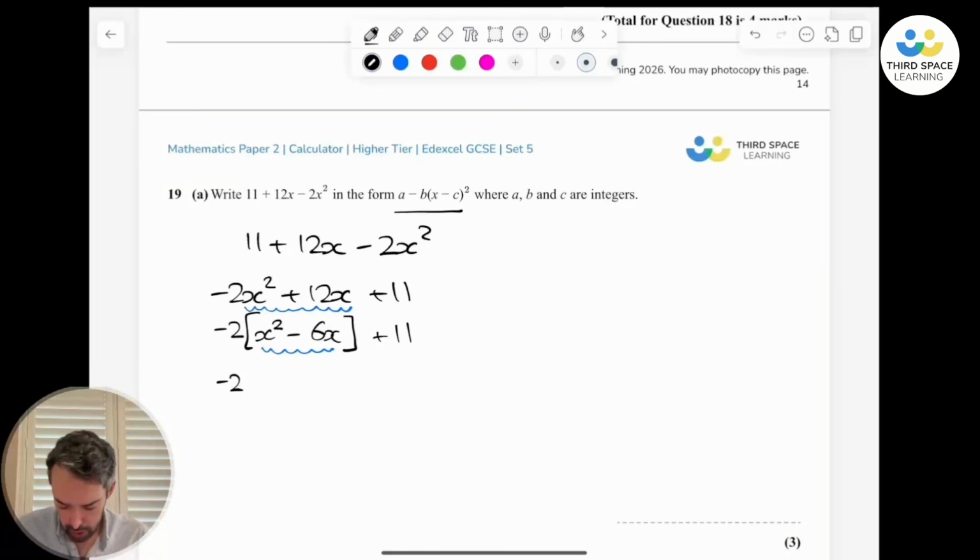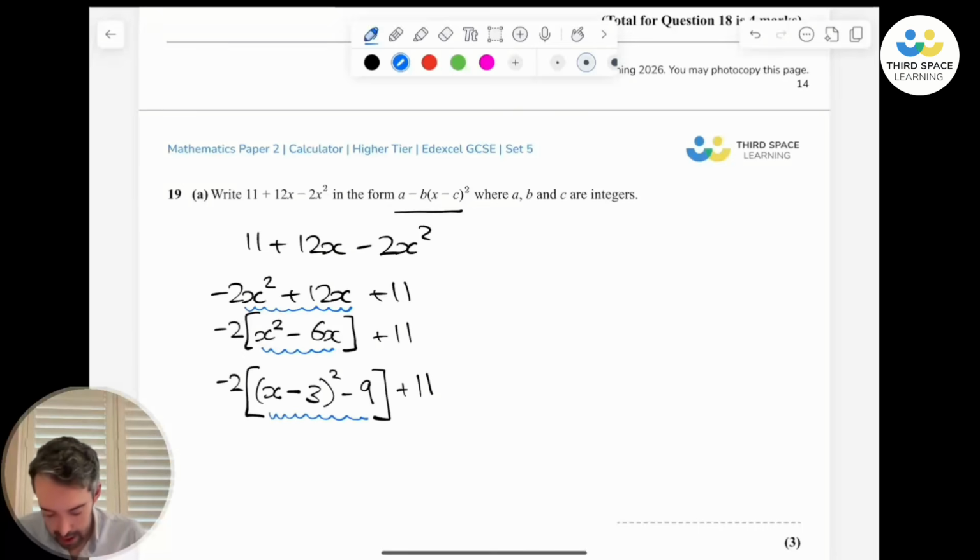Then we're going to write the completed square form of x squared minus 6x. So to do that, we're going to have a little bracket. We're going to do x subtract, well, half of negative 6 is negative 3, so negative 3. We're going to square that. 3 squared is 9. Take away the 9. And that plus 11 is still there. So that part is still exactly the same.